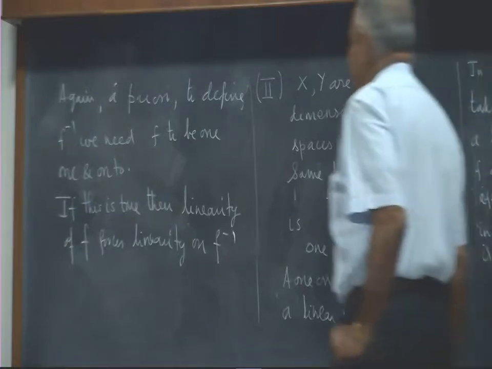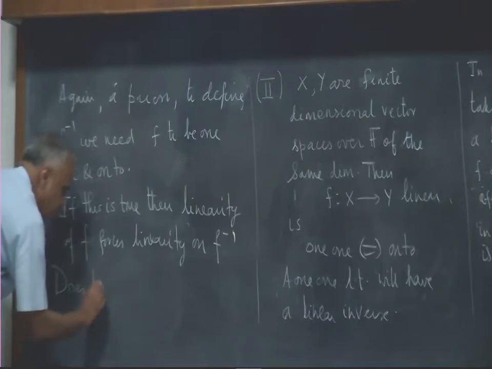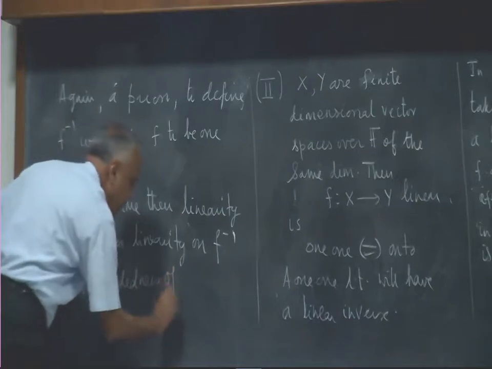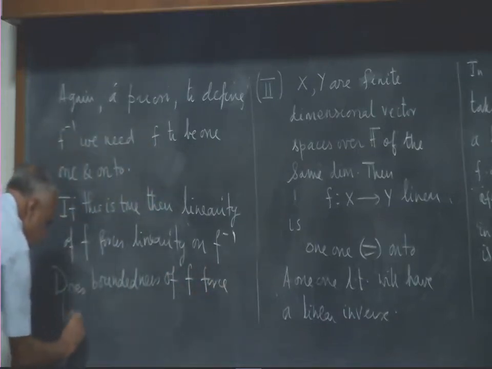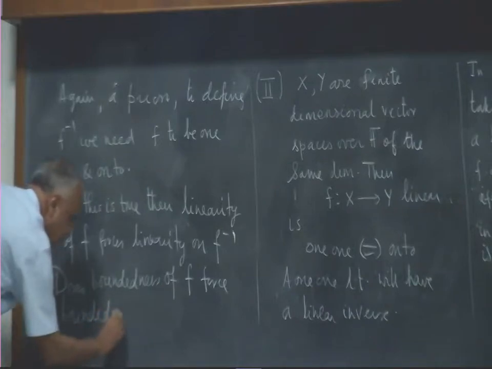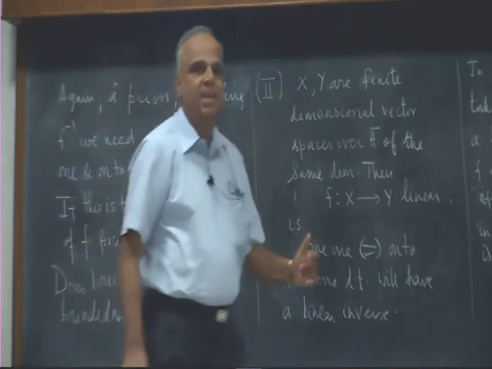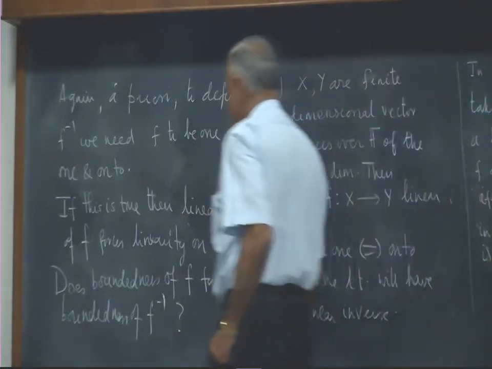So does boundedness of f force boundedness of f inverse? If so, then we have succeeded. If we have 1-1 and onto, then the inverse is there, it is linear, and with boundedness we get everything. So the question therefore is, does boundedness force boundedness? Let's look at some examples.